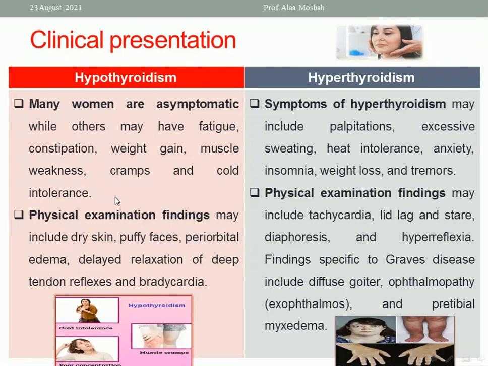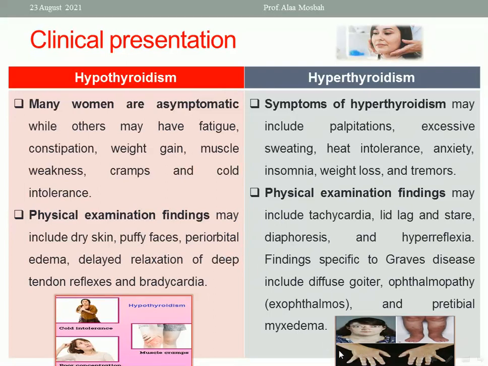As regards the clinical presentation of hypothyroidism, many women are asymptomatic, while others have some symptoms like fatigue, weight gain, constipation, intolerance to cold weather, cramps, muscle weakness, easy fatigability, and so on. While the physical examination, as in the picture, may include dry skin, puffy faces, periorbital edema, delayed relaxation of deep tendon reflex, and bradycardia.